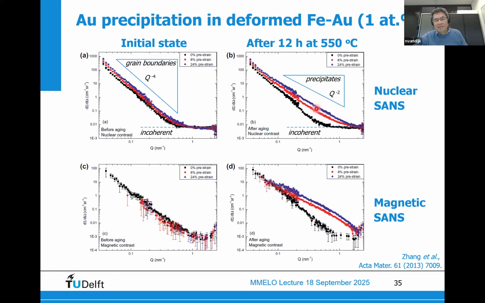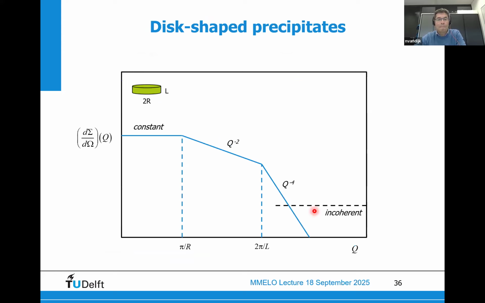Yeah, so in the magnetic scattering, you see something similar: you have a strong increase in scattering if you have deformed your material. That's an indication, from both the nuclear and the magnetic scattering, that you actually need the deformation to induce these plate-like precipitates. So these plates are very anisotropic. The length is about 10 times the thickness.